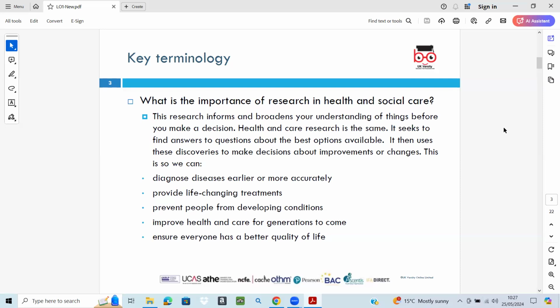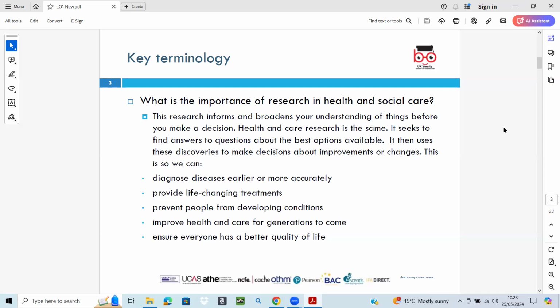We also have some key terminologies, like evidence-based practice. Evidence-based practice involves making clinical and care decisions based on the best available evidence, and it is derived from research. An example is a healthcare provider using recent studies to decide the best treatment approach for a patient with, for example, hypertension.